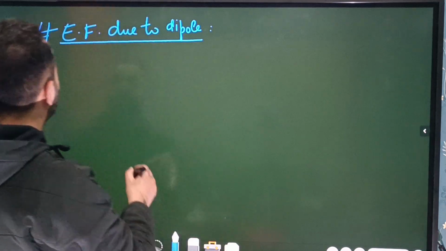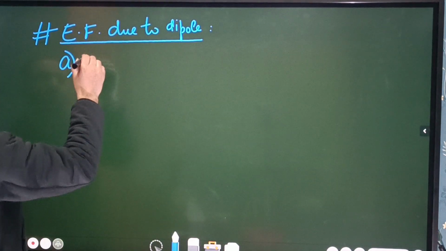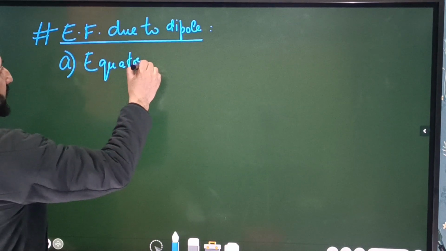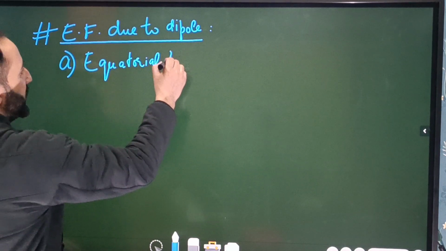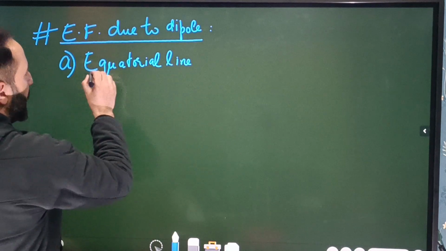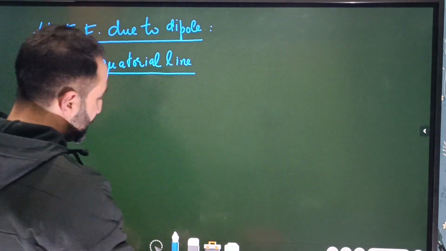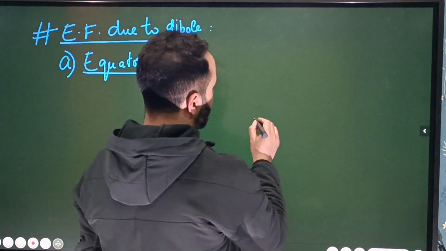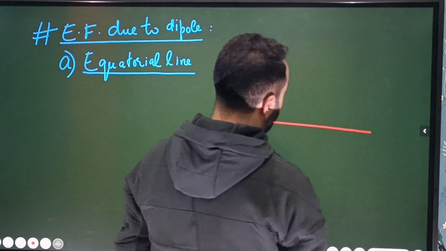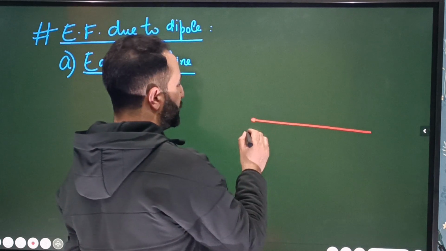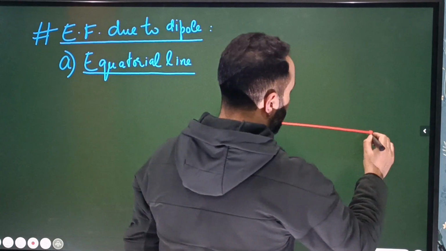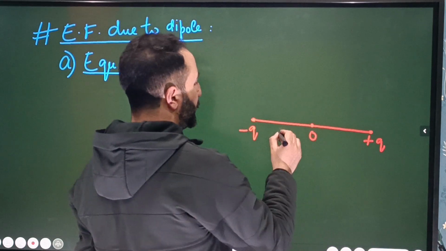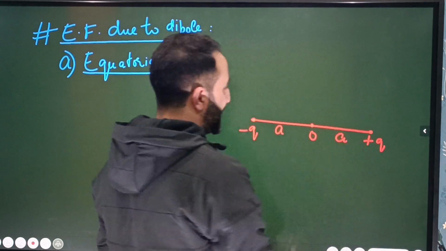Okay, so we will start with A, the equatorial line. On the equatorial line we have to calculate the electrostatic field. So let me first explain what an equatorial line is. For example, here we have an electric dipole. Please pay attention, beta. This is an electric dipole. This charge is minus q, and this other charge is plus q, and this is the center point, point O, and this is A.